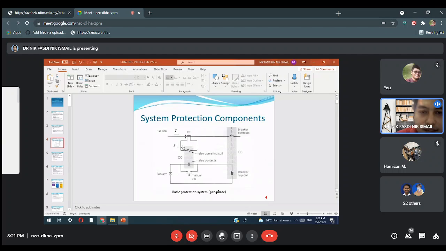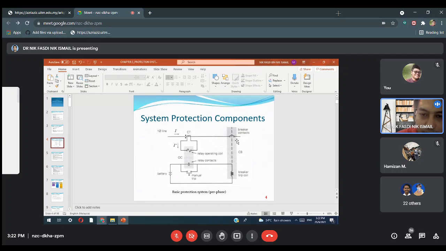Let's say this is the transmission line. In the transmission line, we locate our current transformer. CT is the current transformer. Let's say we are using an overcurrent relay. The current transformer will be connected to the coil of the overcurrent relay. Whenever the coil is energized by this secondary current, I prime, the contact will turn on. When the contact turns on, there is a battery here, so the current will energize the breaker trip coil.